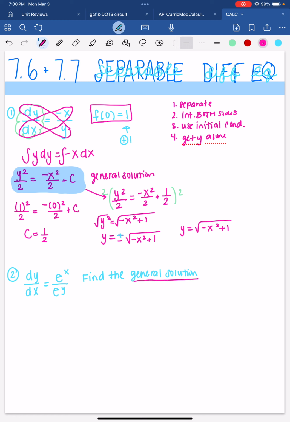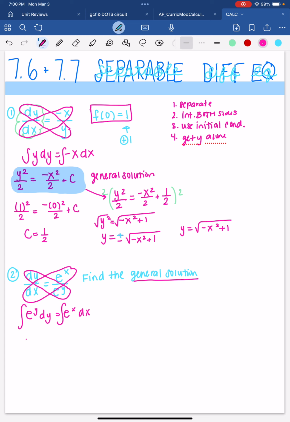All right, number 2 example is a little different because I want the general solution. So we're going to separate and integrate, and we're going to leave the c in there. Okay, so once again, let's cross multiply. So we're going to have e to the y dy equals e to the x dx.